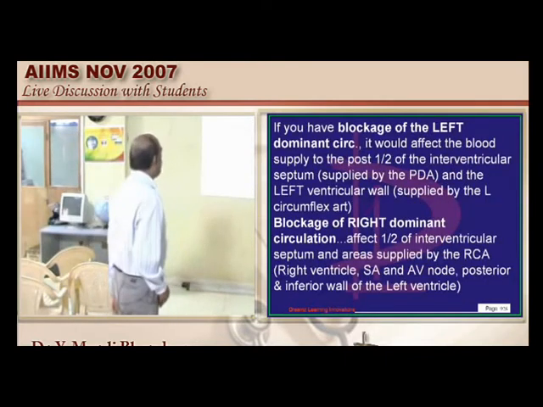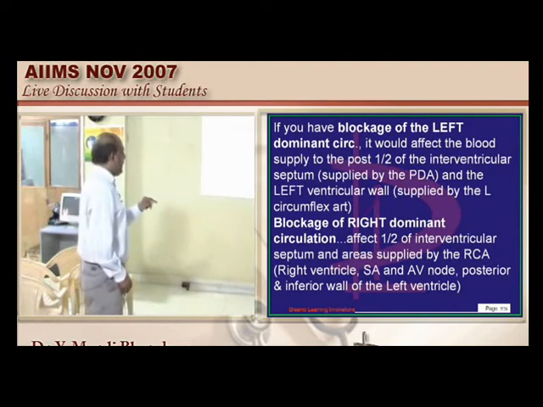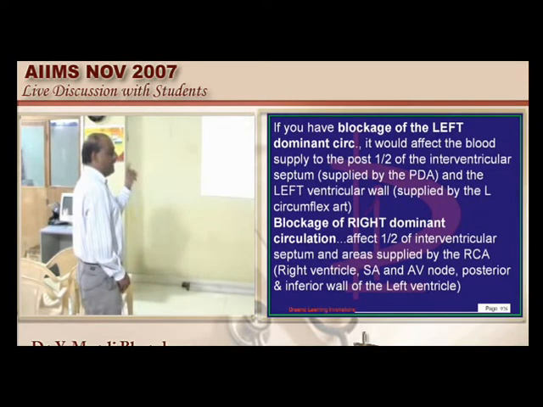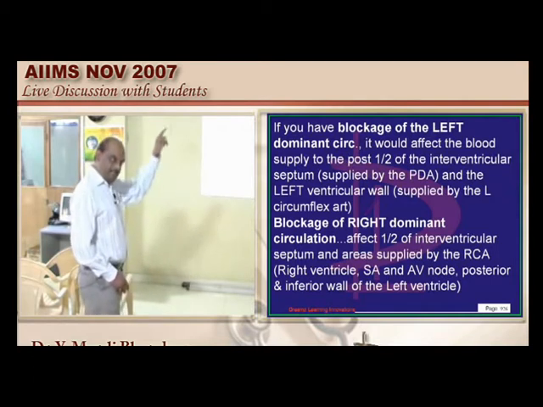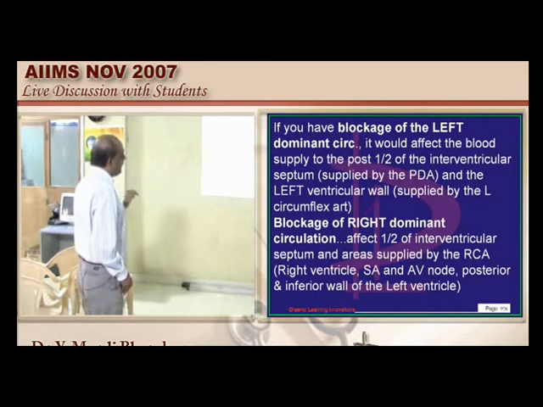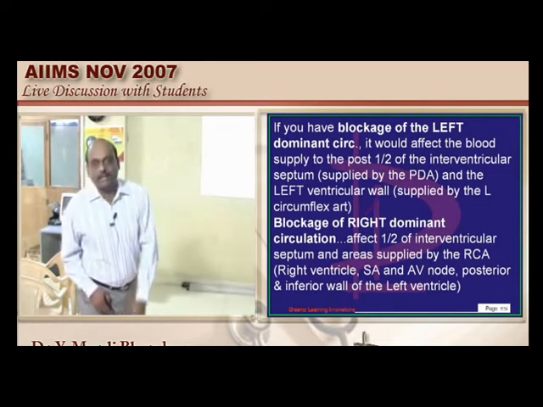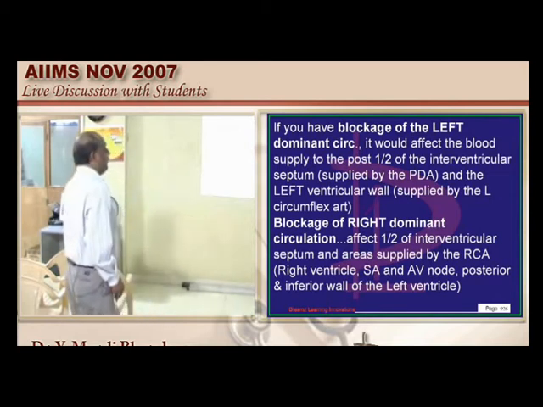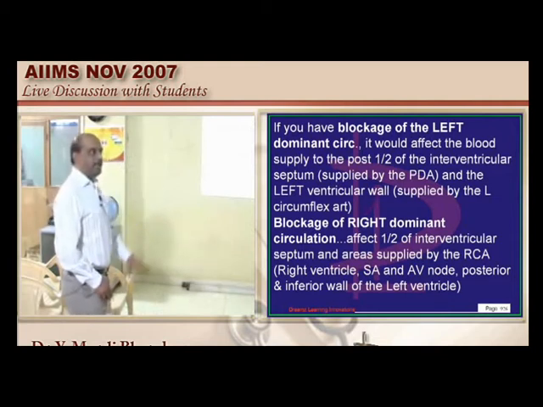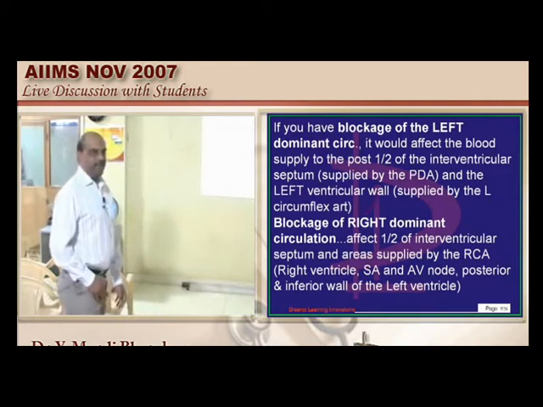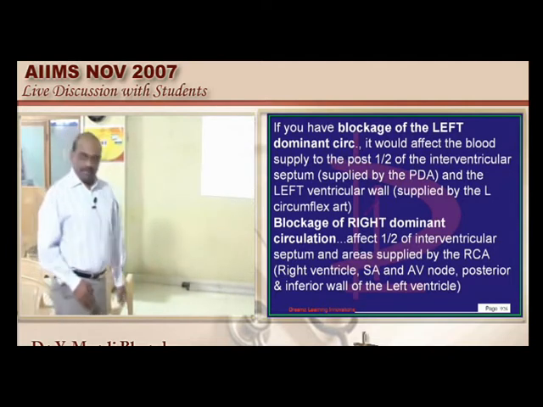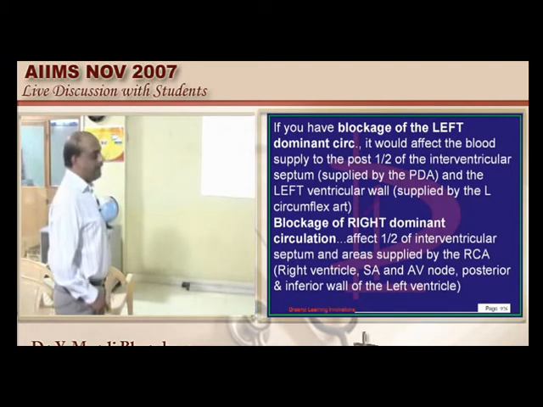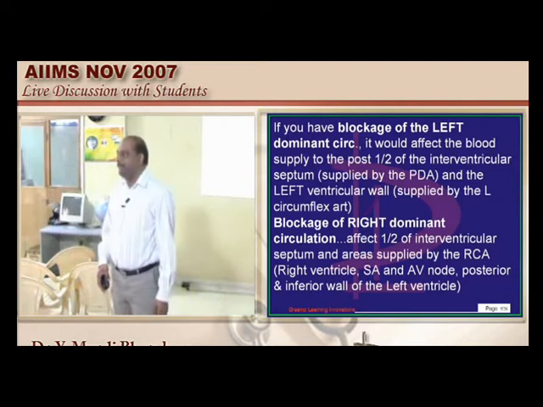Then what do you mean by codominant? If the posterior descending artery is supplied by the right coronary and the posterolateral artery is by the circumflex coming from the left coronary, then you call it a codominant type of coronary circulation. So 60% of the general population are right dominant, that is, their posterior descending and posterolateral both arise from the right coronary artery. 25% are codominant and 15% are left dominant, which needs to be remembered.